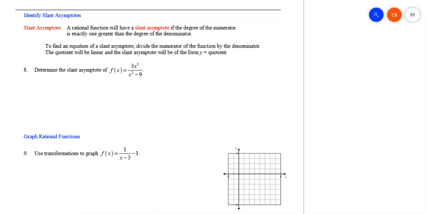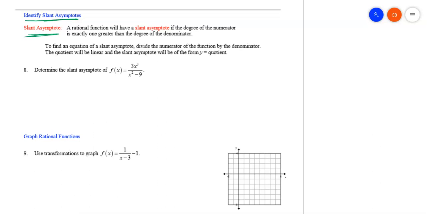Hello everyone and welcome to part 4 of the 3.5 notes where we're talking about rational functions. We're going to see now the third and the last kind of asymptote that we will deal with, which is this one that's called a slant asymptote. And the reason why it's a slant asymptote is because, like it sounds, it is slanted. It is not one of these horizontal ones or one of these vertical ones. It will be slanted and it will resemble the graph of just a line like y equals mx plus b.